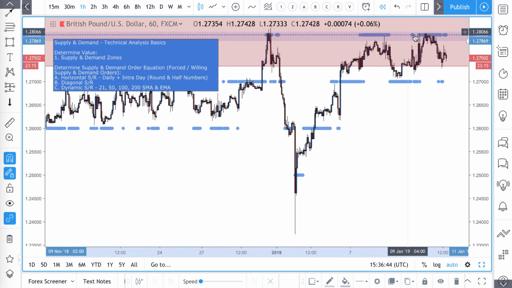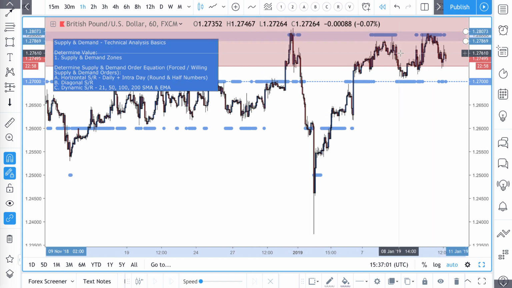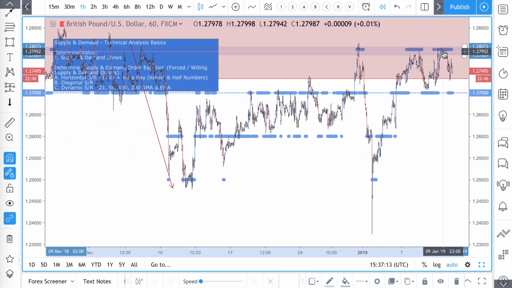Now with support and resistance, what you want to be very, very wary of is the amount of times a level is touched. I believe that the more times support and resistance is touched, the weaker it becomes. So this is touched recently a few times, and so I'm quite wary of this, but it doesn't mean that you shouldn't necessarily get short if that is your plan.